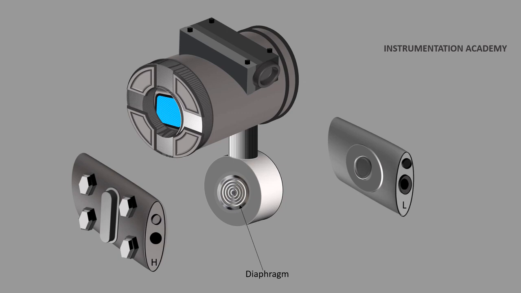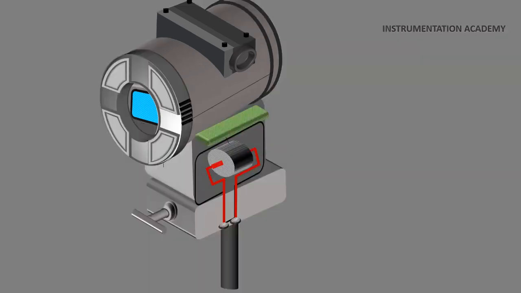One of these ports is labeled high and the other is labeled low. This labeling does not necessarily mean that the high port must always be at a greater pressure than the low port. What these labels represent is the effect that a pressure at that point will have on the output signal.